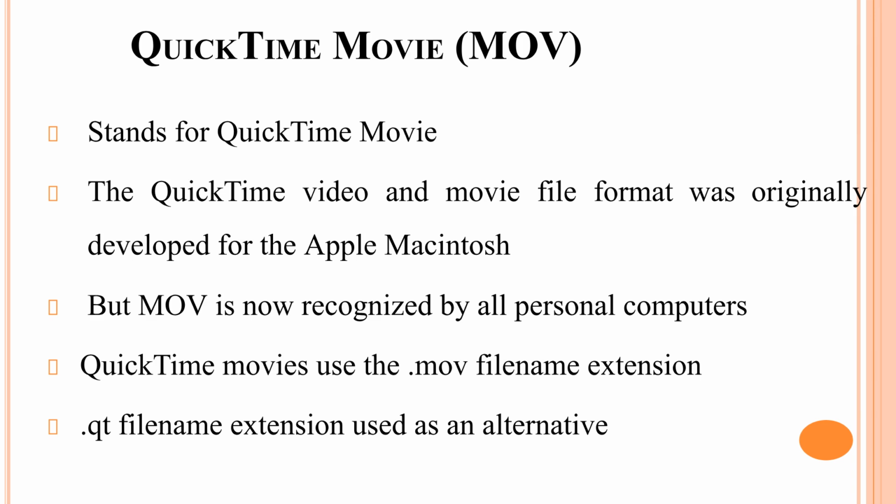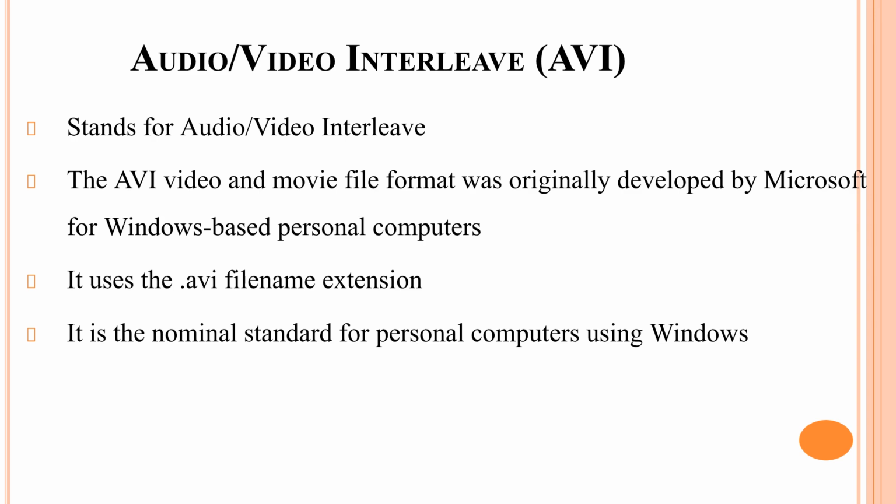MOV, or QuickTime Movie, was developed by Apple Macintosh, but is now recognized by all personal computers. QuickTime Movies use the .mov or QT file name extensions. AVI, or Audio/Video Interleave, was developed by Microsoft for Windows-based computers. It uses the .avi file name extension and is the nominal standard for Windows personal computers.